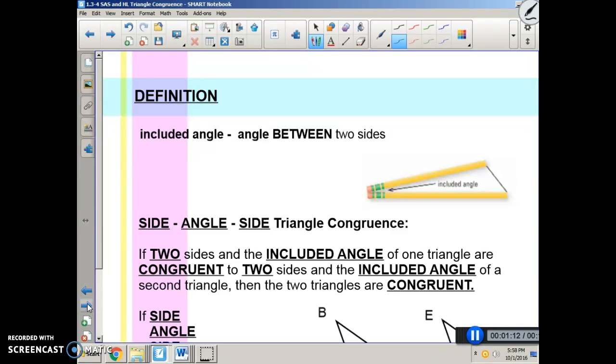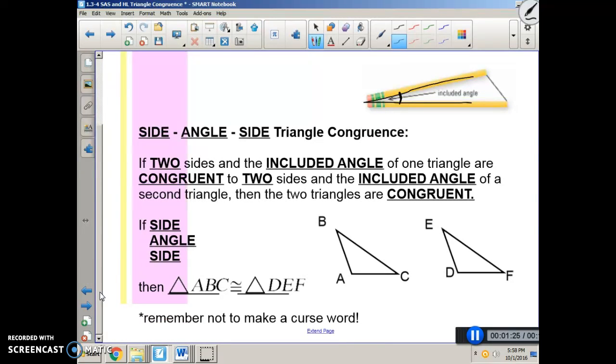So a big part of today is this definition, included angle. Included means in between. So this angle is the one between those two pencils, that drawing that you got. And SAS stands for side, angle, side. So the first time we're using angles in our shortcuts. Before we had SSS, so it was all sides. Now we're using an angle in between. So two sides and the included angle, so the angle between those two sides, of one triangle are congruent to two sides, and the included angle of a second triangle, and they're congruent, hence SAS.